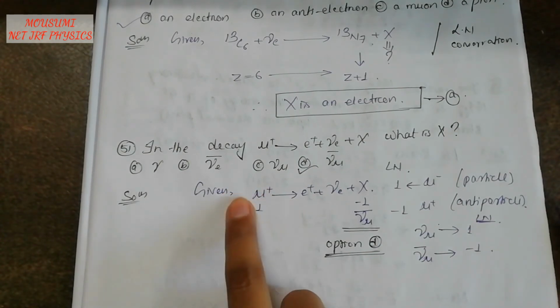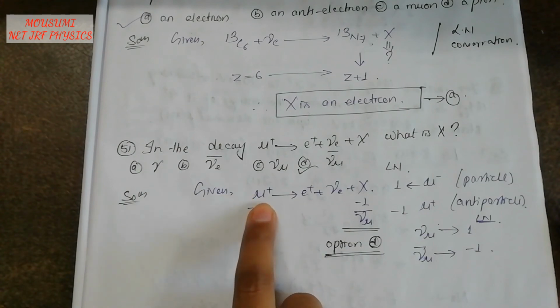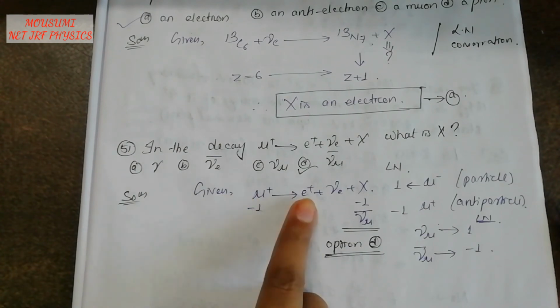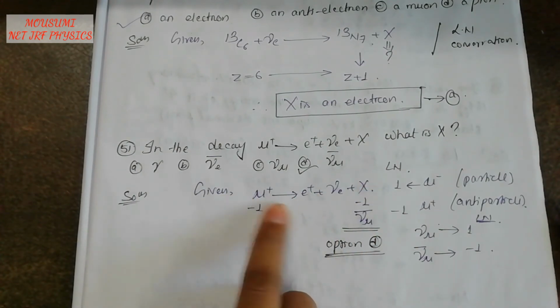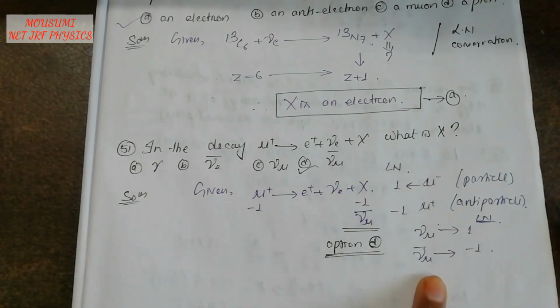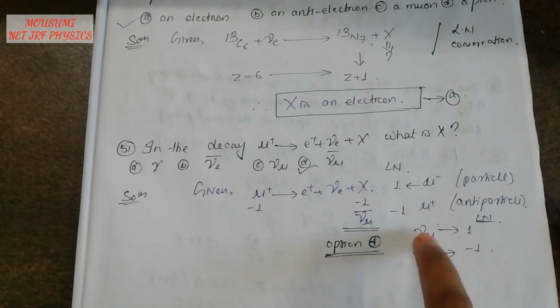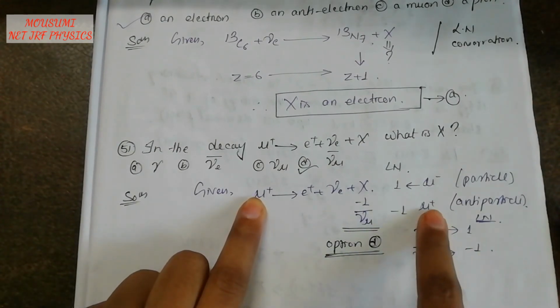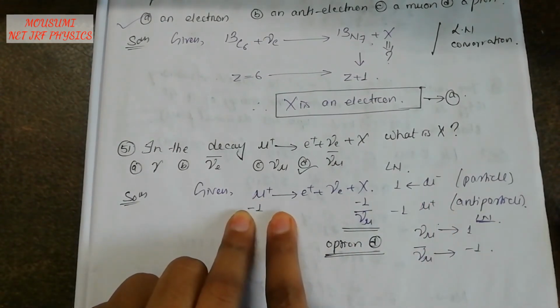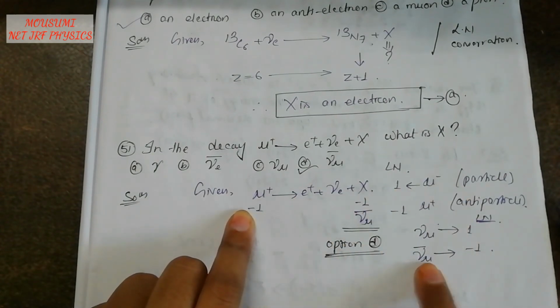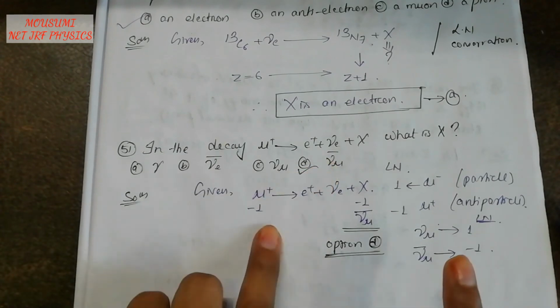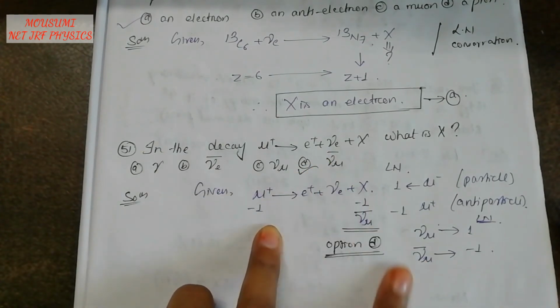So when will you get this -1? For mu positive, out of all these, if you see, the lepton number is -1 for this one, right? This is already there. It is -1, so you cannot write this. It will be this one, nu mu bar. So the correct option is option D. This is very simple. You just have to remember the lepton number.